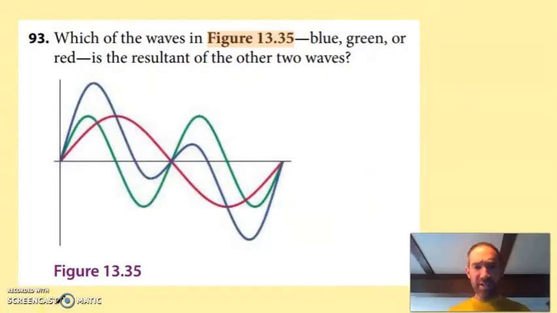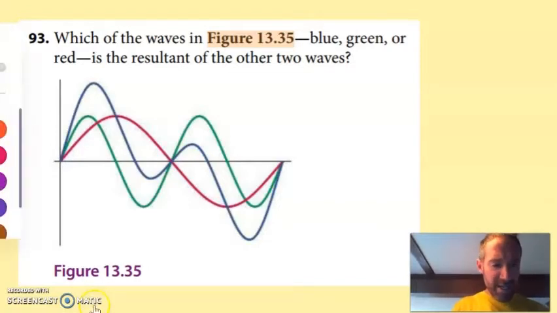On 93, they say which one of the waves is the resultant of the other two. That is, which one of the waves is the interference pattern of the other two. Well, if you just guess and check on this, if it were the green and the blue added together, the interference pattern of that would be humongous. Say right here, the green amplitude is this, the blue amplitude is this. That would mean the red one would have to be as big as both of those combined, and it's just not.